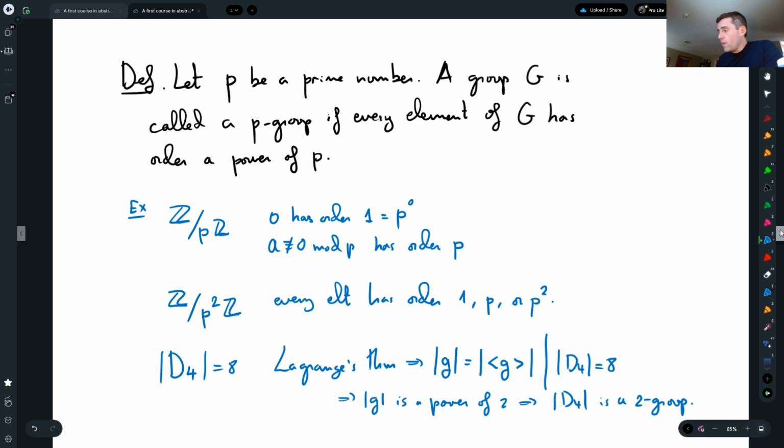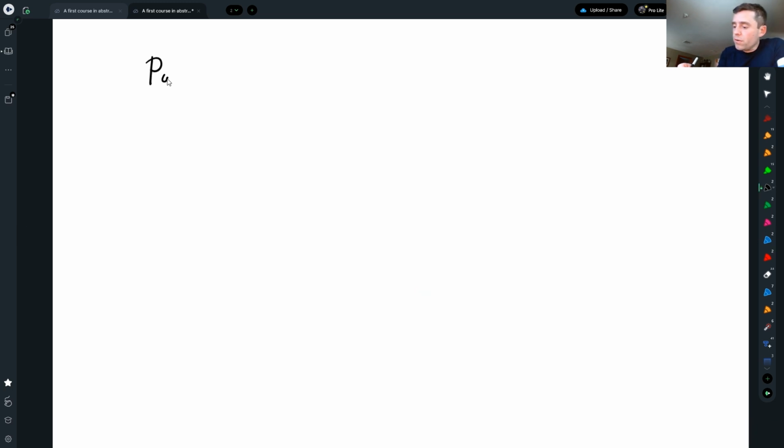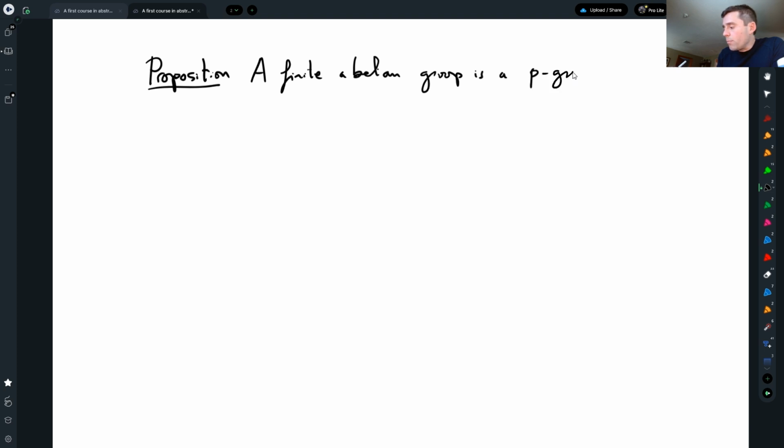Okay, so what I want to prove today is the following. We're going to start by proving the following proposition: a finite abelian group is a P group for some prime P if and only if its order is a power of P. We just saw that Lagrange's theorem says that if the order of the group is a power of P, every element has to have order a power of P. But if every element has order a power of P, why is it that the order is a power of P?